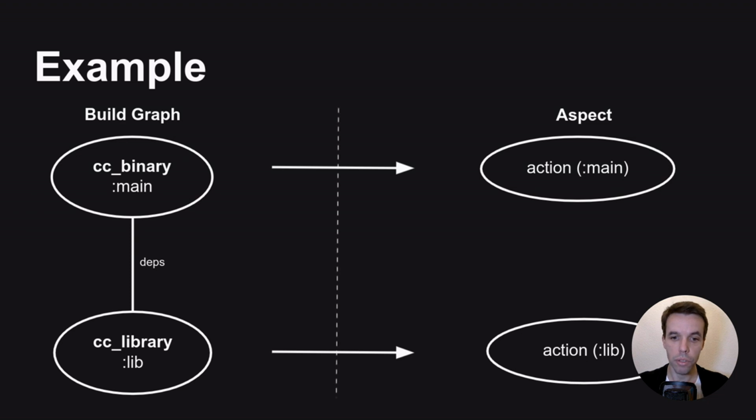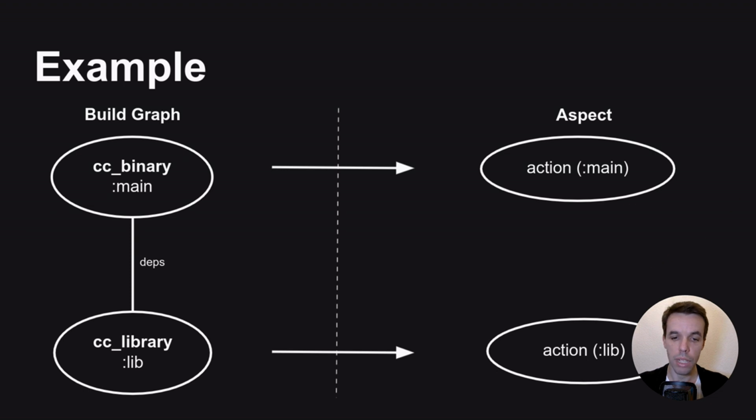What's important to note with aspects is that they are non-intrusive, meaning that the existing build graph will not be altered. It's just there to augment what is already there. So you will not have to rewrite the CC binary, and you will not add any magic to the build graph.